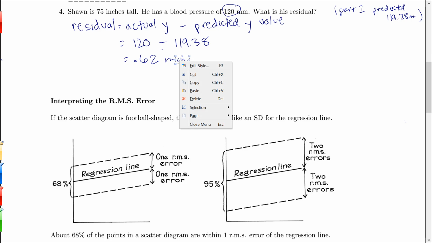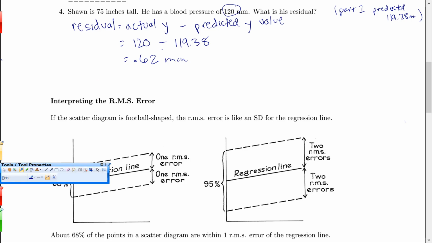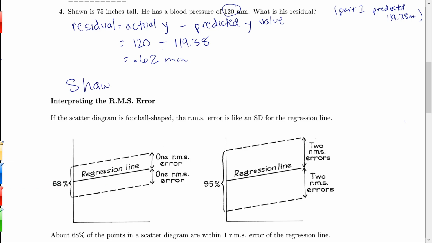It's interesting to note the predicted value is always the line. He was 120, the predicted was 119. So we could say Sean is 0.62 millimeters above the line, or above the prediction. He's one of the people that's above the line. Again, residual or your error is just your actual y value minus the predicted y value. In his case, he was 0.62 millimeters above the line.